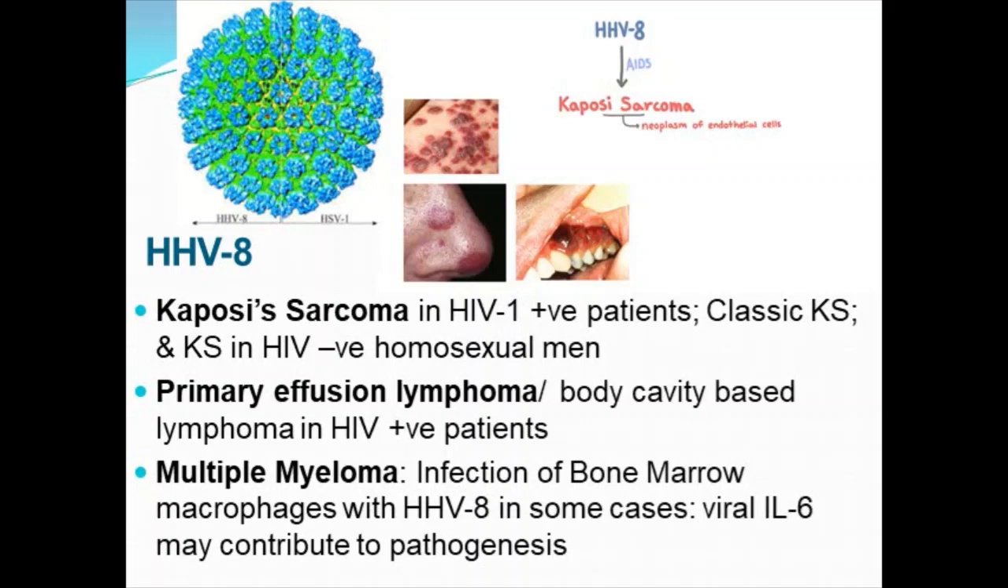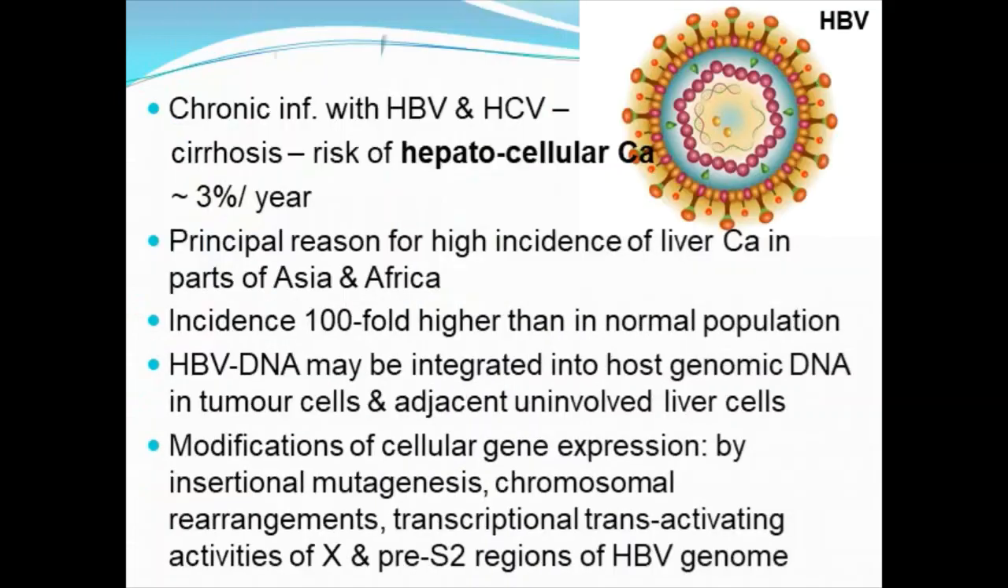Kaposi sarcoma in HIV-1 positive patients includes classic Kaposi sarcoma, and Kaposi sarcoma in HIV negative homosexual men may also occur, and it's associated with HHV8. Primary effusion lymphoma or body cavity based lymphoma in HIV positive patients may also be caused by HHV8. Multiple myeloma, with infection of bone marrow macrophages by HHV8, occurs in some cases. Viral interleukin 6 may contribute to the pathogenesis.